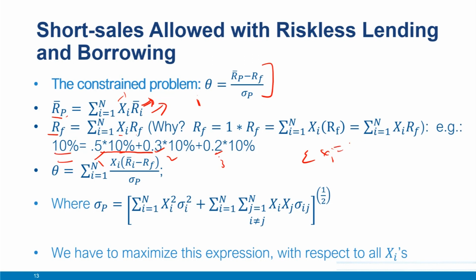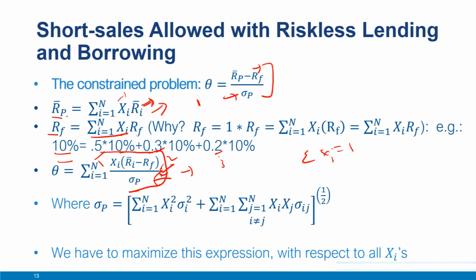This is why, because summation xi equals 1. And therefore, I can replace this expression here at rf to get this kind of expression, which is xi into ri bar minus rf upon sigma p. And so now I have created an unconstrained maximization problem by incorporating the constraint in my objective function here.